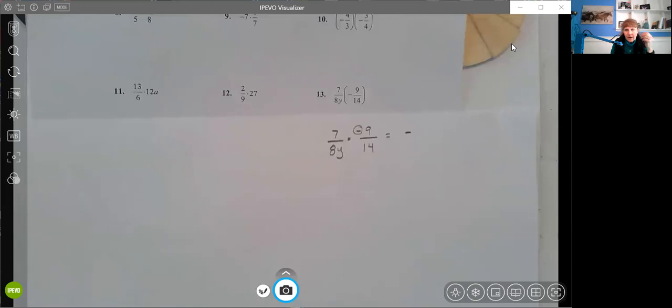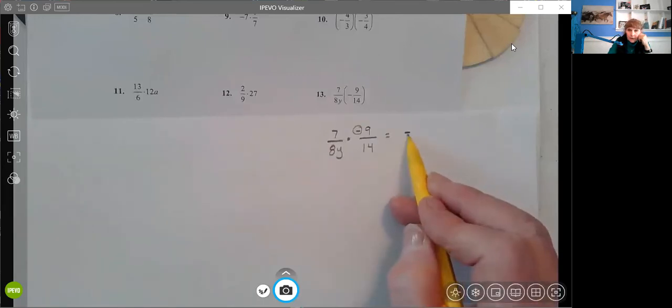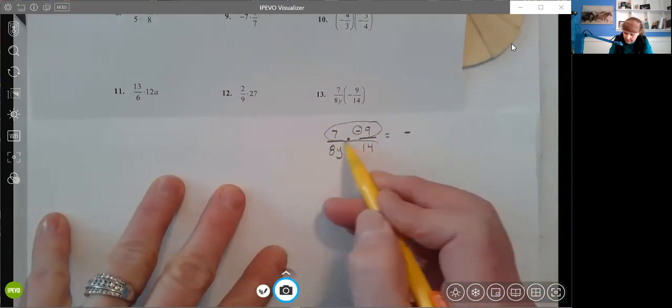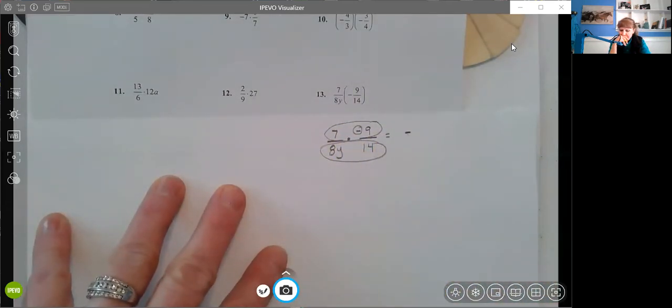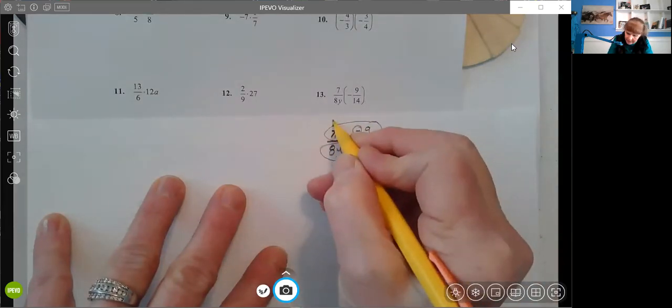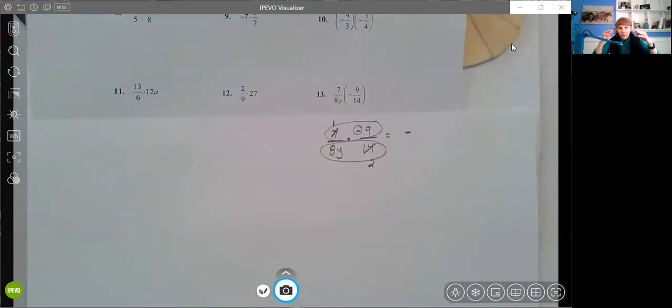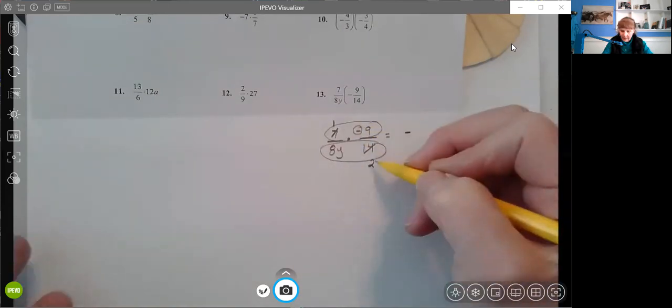So as you're reducing, you can kind of ignore it. You've already decided where it's going to go. Okay, anything here reduce with anything here? Well, the 7 and the 14. Okay, those will reduce because 7 goes into here once, 7 goes into here twice. So I'm dividing the numerator and denominator by 7, dividing by 7, dividing by 7.